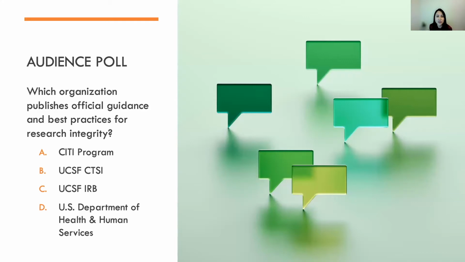So I'll start off with my very first poll. Do you want me to launch it? I'm not sure if I can launch it from this screen. So the question is, which organization publishes official guidance and best practices for research integrity? I think there's just a generic Zoom poll with A, B, C, D. Is it CITI program, UCSF's CTSI, UCSF's IRB, or the Department of Health and Human Services? Sorry, the poll was a little weird for a second, but it's launched now. And then I'll share the results after a little bit.